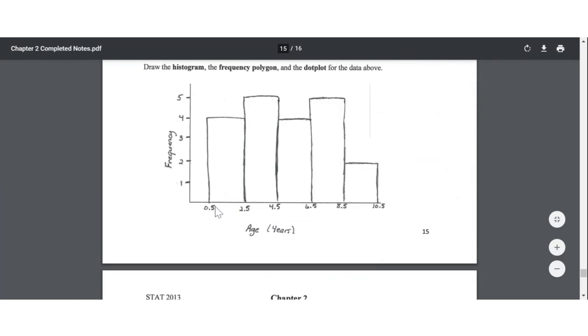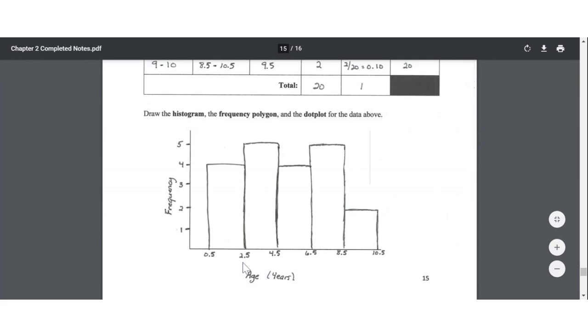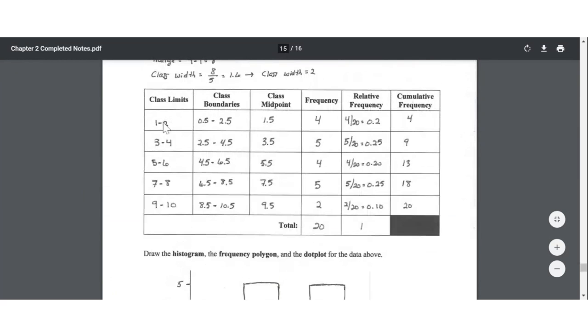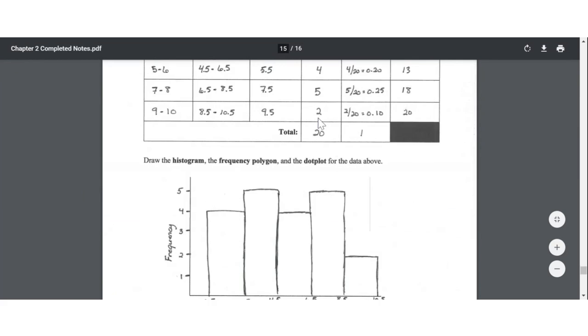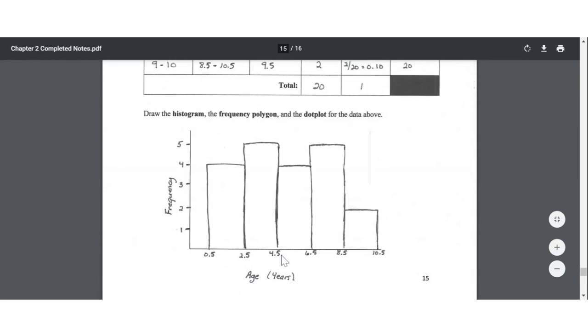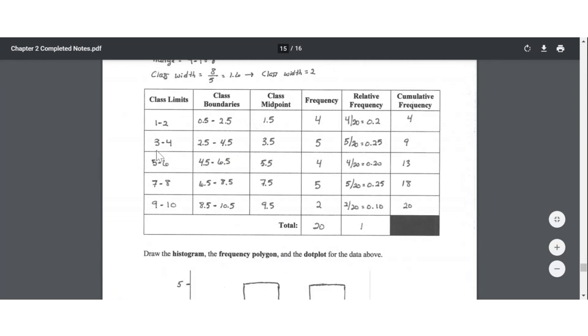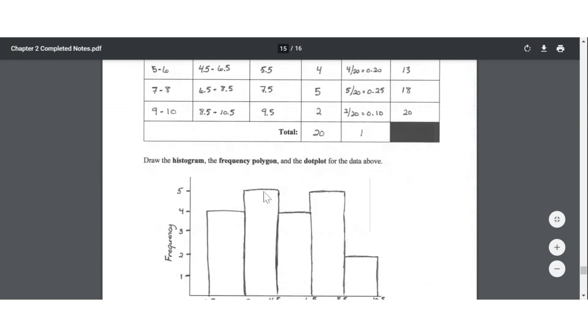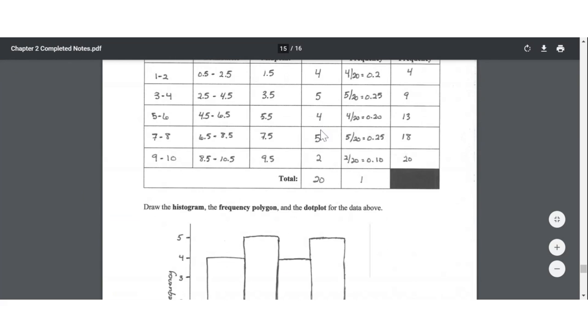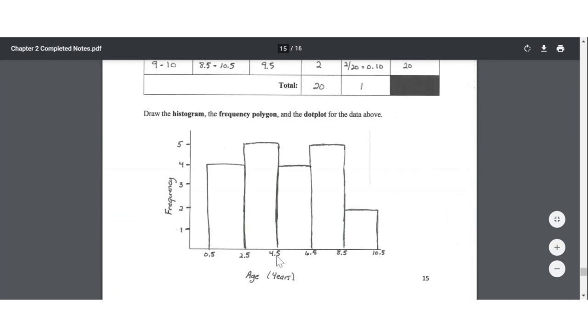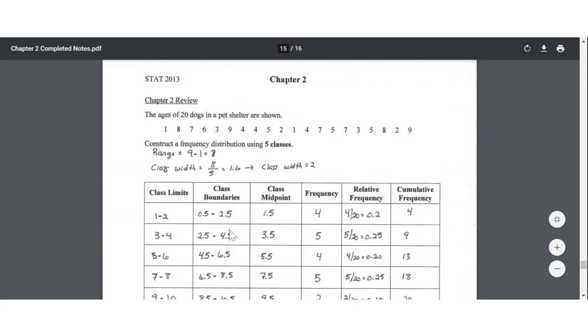Here I have 0.5 to 2.5, which is the class limits of 1 to 2, and the frequency there is 4, so there's a bar of height 4. The next one, 2.5 to 4.5, is the class limits of 3 to 4, so the frequency is 5, so I have a bar of height 5. Next, I have another bar of height 4 for the class boundaries of 4.5 to 6.5, which is the class limits of 5 to 6.